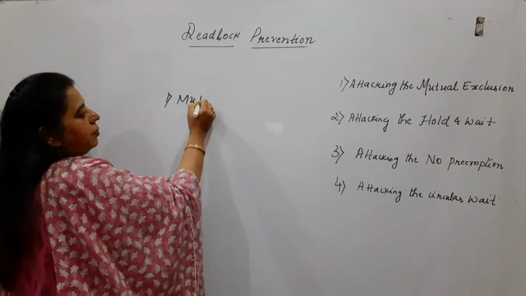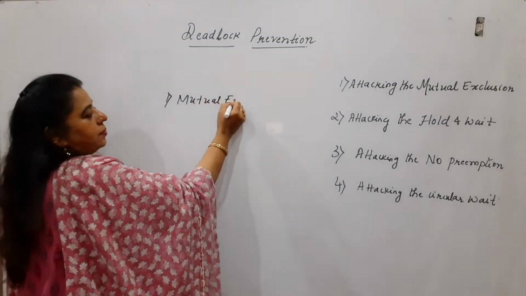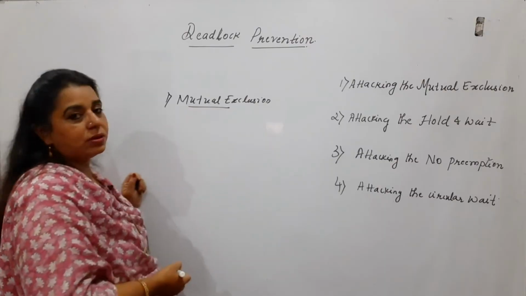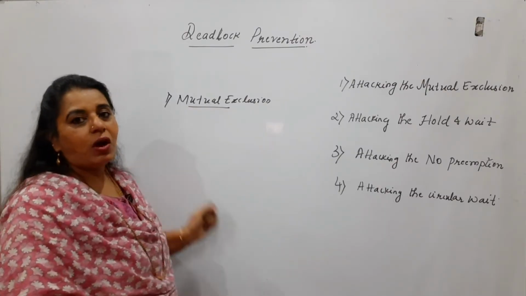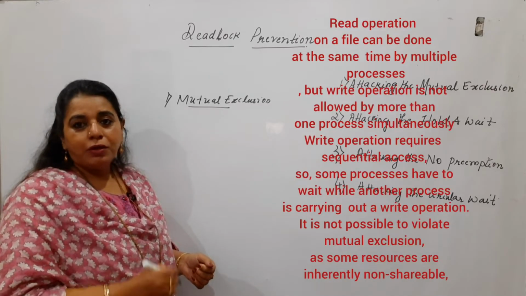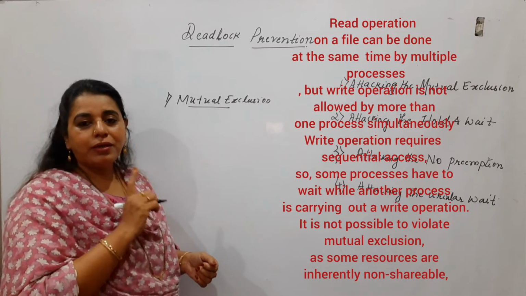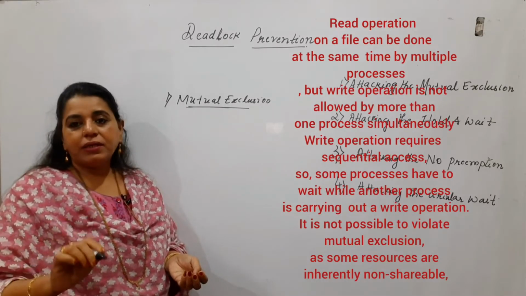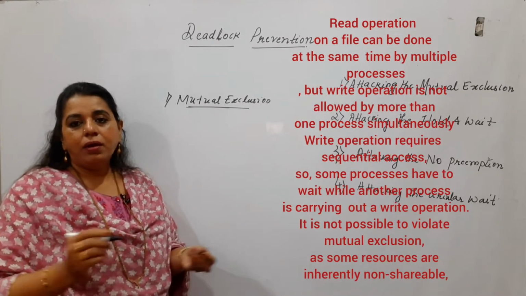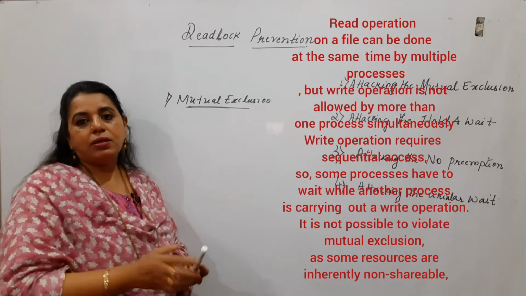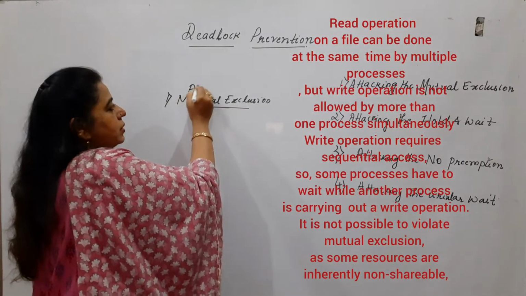Can we violate mutual exclusion? What does mutual exclusion state? That the resource is non-shareable. If it is non-shareable, can you make it shareable? How is it possible? Violating this mutual exclusion is very, very difficult. Wherever the files can be read, we are saying that the files are shareable here. Many processes can read the contents of the file at the same time. So this is the problem with attacking the mutual exclusion.